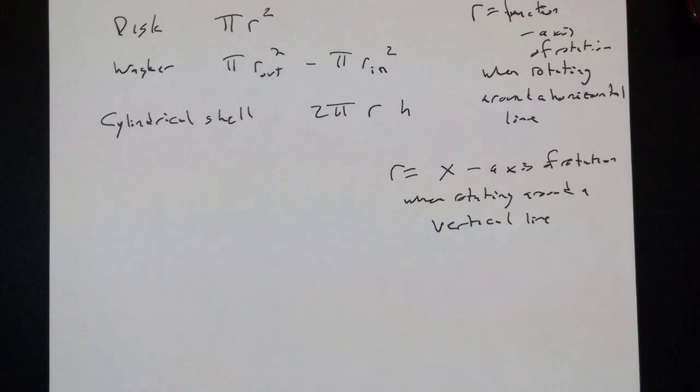Could you? Absolutely. The pi can go out front, the 2 pi can go out front, no problem at all. They don't need to be inside. Multiplying by pi because I'm doing something with a circle, put the pi out front.